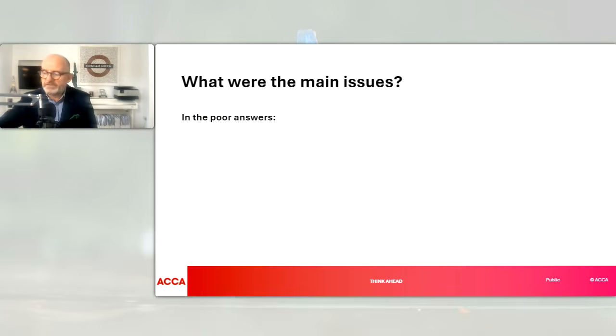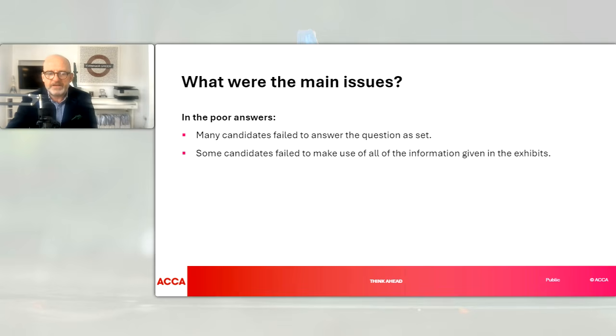So in terms of what happened and what were the key things going wrong in the examiner's report, well, basically the examiner identified good and bad. So let's start with the bad. A lot of people didn't answer the question set. Why would that be, I wonder? Well, because they didn't read the question properly. I'll talk more about how to deal with that later.